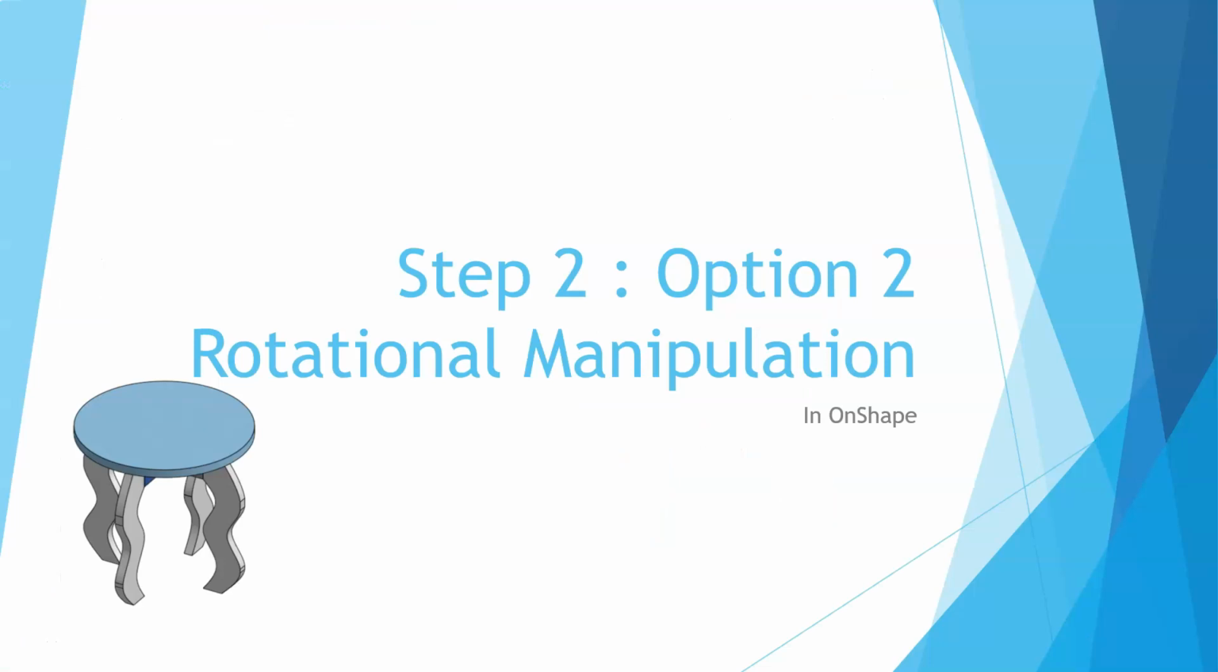So step 2, option 2, so this is the second option, is a bit of rotational manipulation, and this will basically require that you create some cutting out as well, but it's a little bit different. You need to do the cutting out that I show you in this option before you do any fancy sort of shaping cutting out. This is just to make it work. So rotational manipulation just involves rotating the legs out at a bit of an angle.